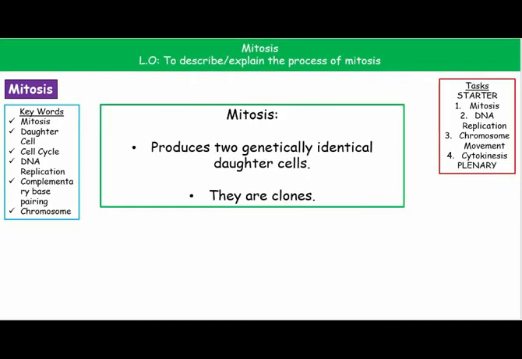One of the really important points about mitosis is that when we're producing these new body cells, they're what we refer to as clones. Now, a clone is something that is genetically identical. So what we're actually producing here is, from our one parent cell, two genetically identical daughter cells. So again, make sure you've got those points written down in your books for me.